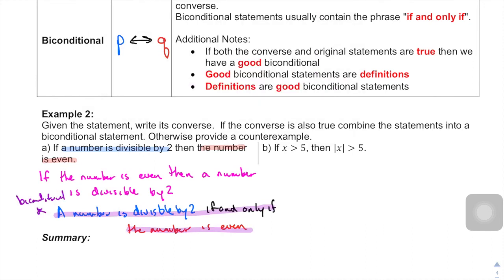Next example, if x is greater than 5, then the absolute value of x is greater than 5. Let's write out its converse. If the absolute value of x is greater than 5, then x is greater than 5. Now that turns out to be false. Now we need to provide a counterexample.